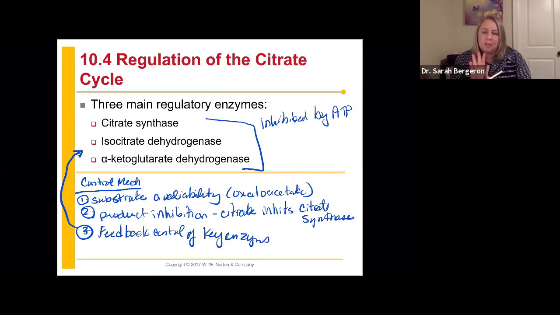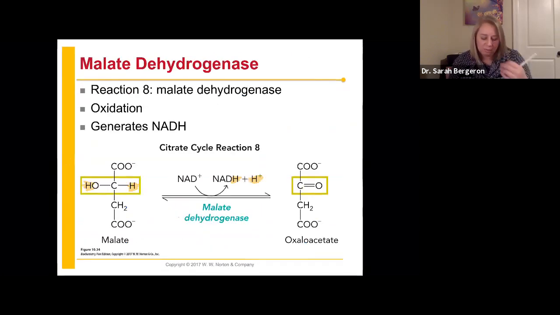So the other two that are actually highly regulated as well are pyruvate. So let's see if I can. There's not enough room on these. Hold on, let me see if I can insert another slide, add page. Okay, maybe, there we go.